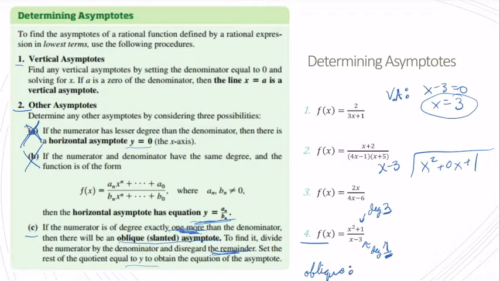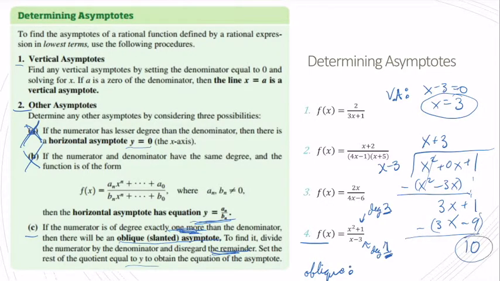What do I multiply x by to make it look like x squared? The answer is x. X times x gives me x squared. X times negative 3 gives me a negative 3x. I subtract this. My x's cancel. 0x minus a negative 3x becomes a positive 3x, and I pull down my next term. What do I multiply x by to make it look like 3x? The answer is going to be 3. 3 times x gives me 3x. 3 times negative 3 gives me negative 9. I subtract this. 1 minus a negative 9 gives me a 10, but we disregard the remainder and set the rest of the quotient, x plus 3, equal to y. So I have an oblique asymptote at y equals x plus 3.